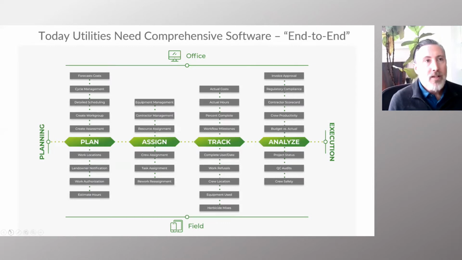So what we see utility companies looking for today is really a comprehensive solution, what we hear people say as being end-to-end. So that's going to cover the planning, assignment, tracking, analysis of every component of your vegetation management program, from planned and preventative maintenance to storm response to customer response, customer initiated work, and other emergent issues. So I won't talk on all of these pieces here, but in both the office and the field, there's a wide range of tasks and information that need to be managed.